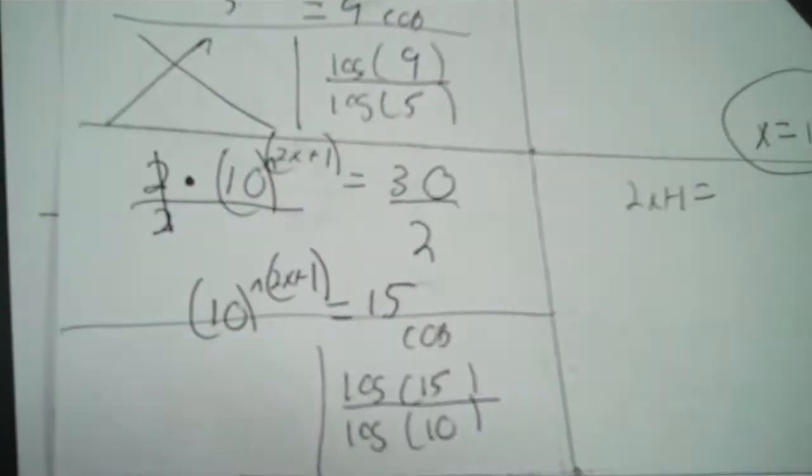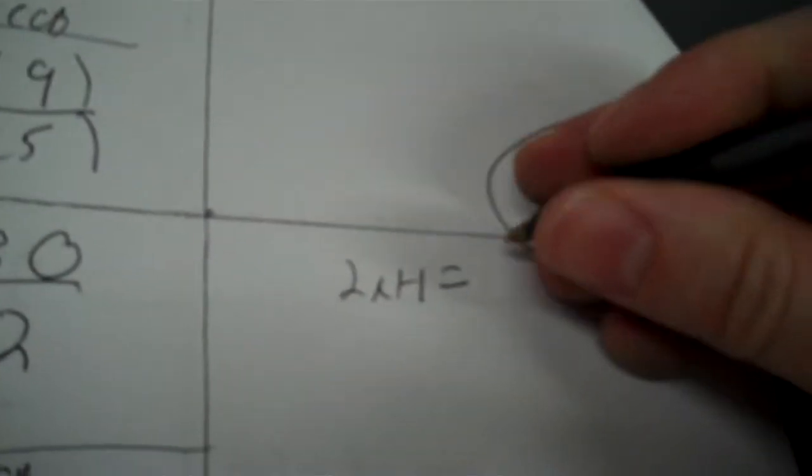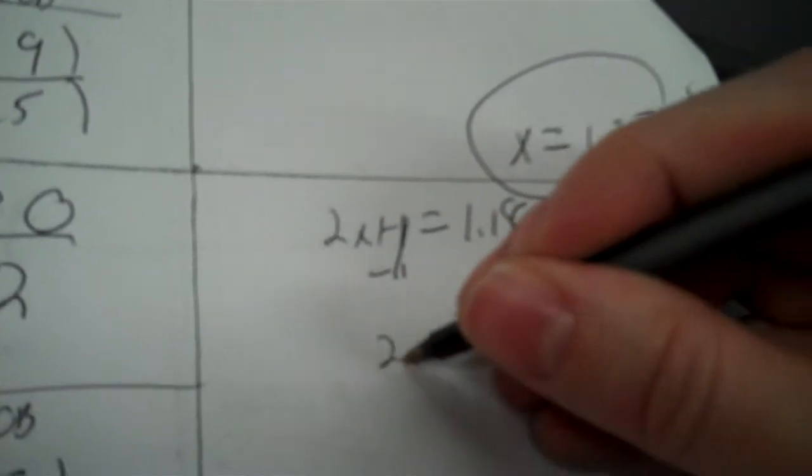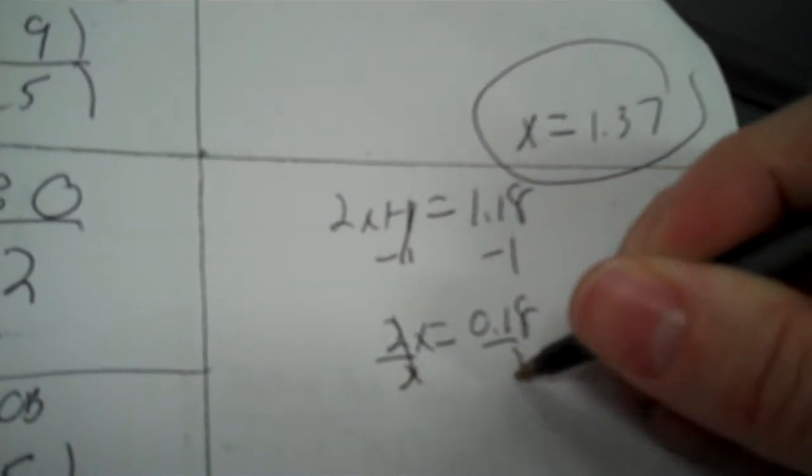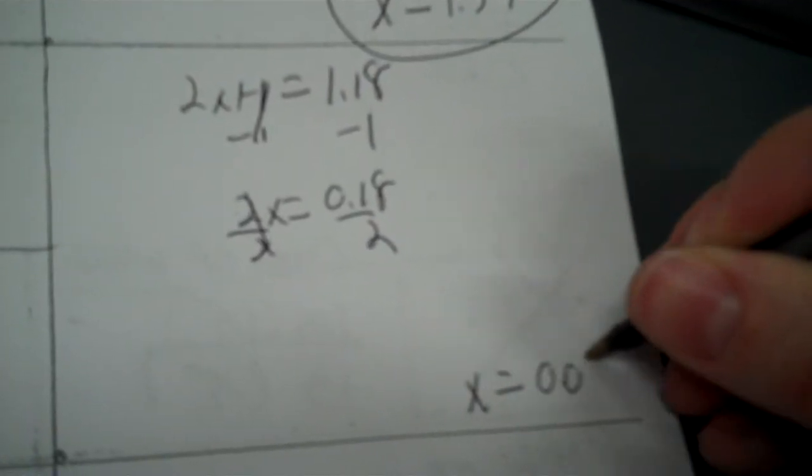Okay, I get 1.18. So I minus 1, that's going to be 0.18. Then I divide by 2, and that's going to be 0.09. Okay, next one.